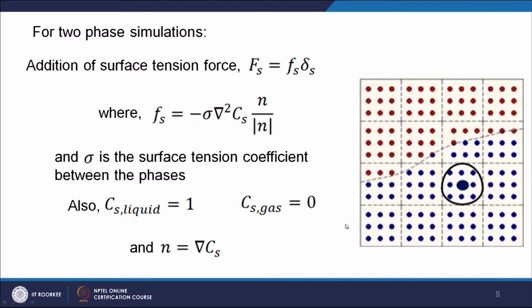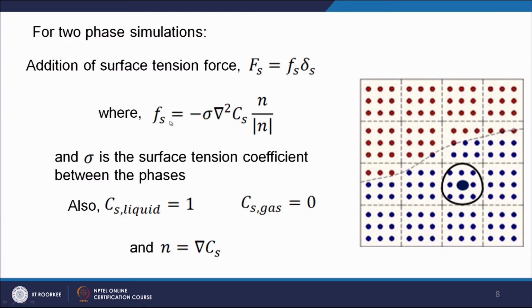Now, once we know the colors of the fluids, we can find out the normal direction of the interface, because we know the change of color, and if we find the gradient of that with respect to space, that will give us the normal direction of the interface. So, n is nothing but del of Cs, where Cs is the color field. Once we know the value of n, then we can easily find out the surface tension force.